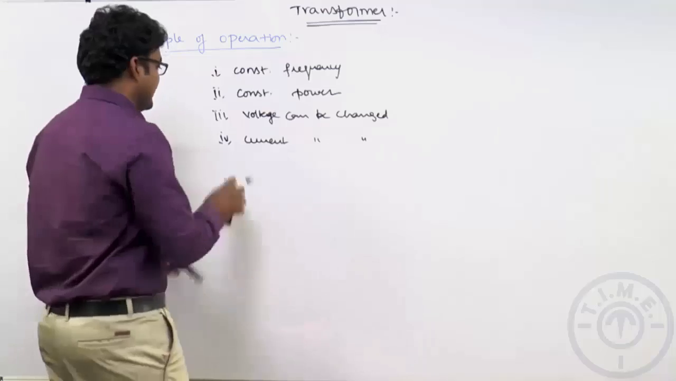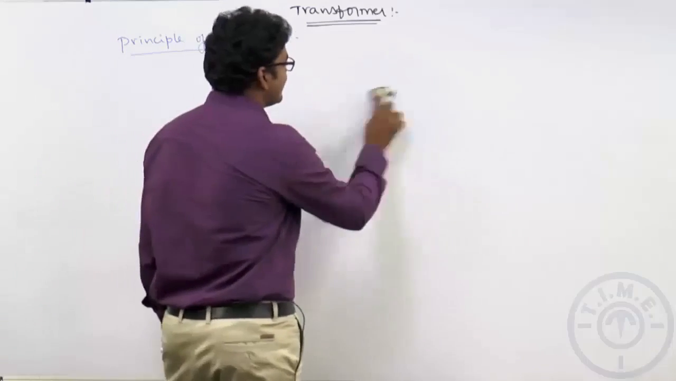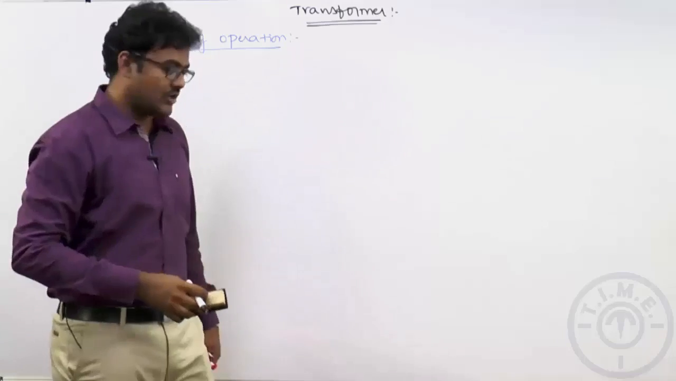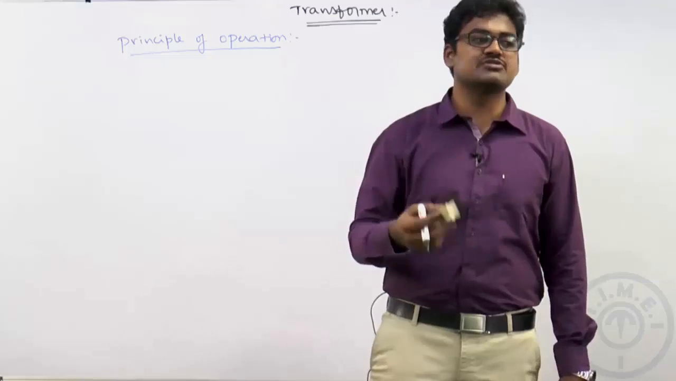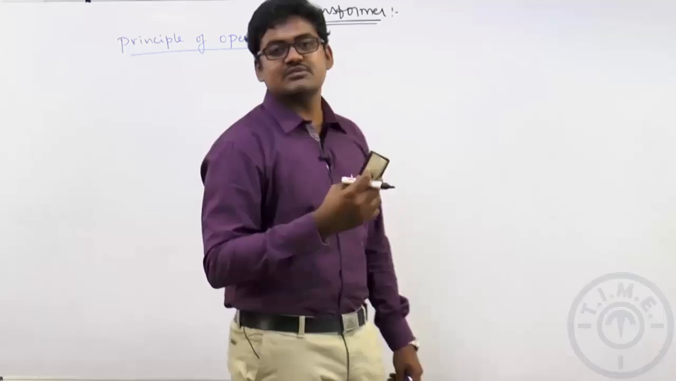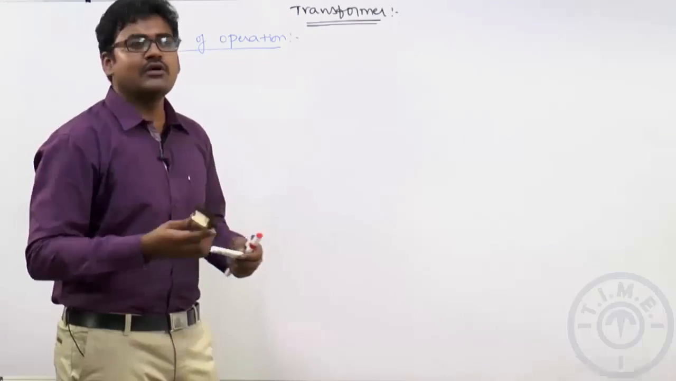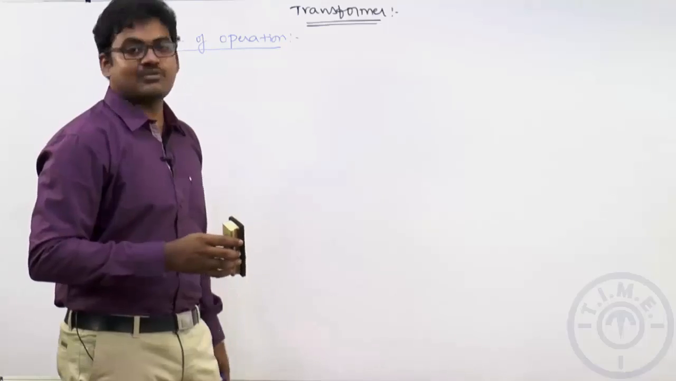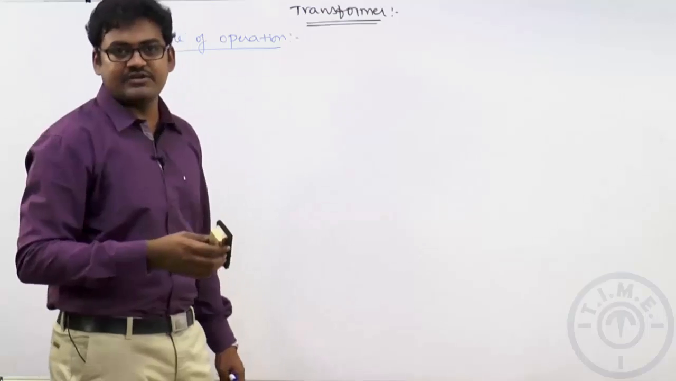Next thing, basically a transformer will consist of more than one winding on its magnetic core. More than one means it can have 2 windings, 3 windings, 4 windings, any number of windings, but at least more than one. That means at least 2 windings will be there. Now we will see how the transformer will be operated and what is the principle of operation, that is Faraday's second law that we discussed.